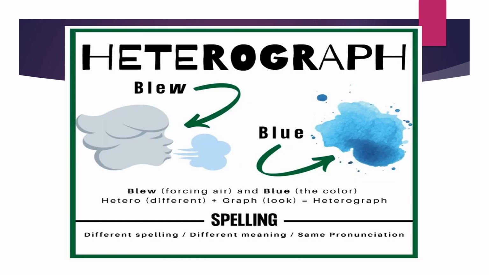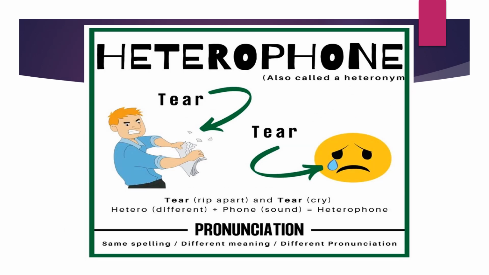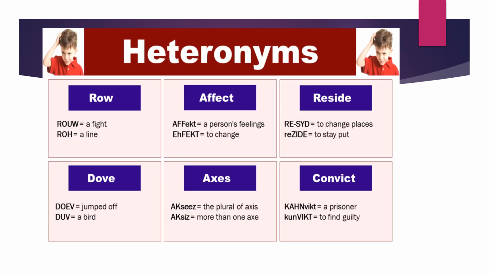For heterograph, as you can see, we have blew and blue. So blew is forcing air and blue is the color. Hetero means different and graph means look. So different spelling, different meaning and same pronunciation. This is heterograph. Heterophone: tear and tear. You can see tear, to rip apart, and tear, to cry. Hetero means different and phone means sound. So same spelling, different meaning and different pronunciation.